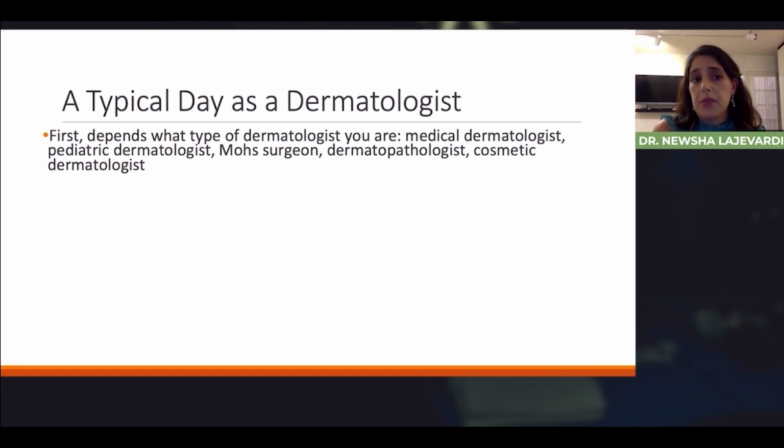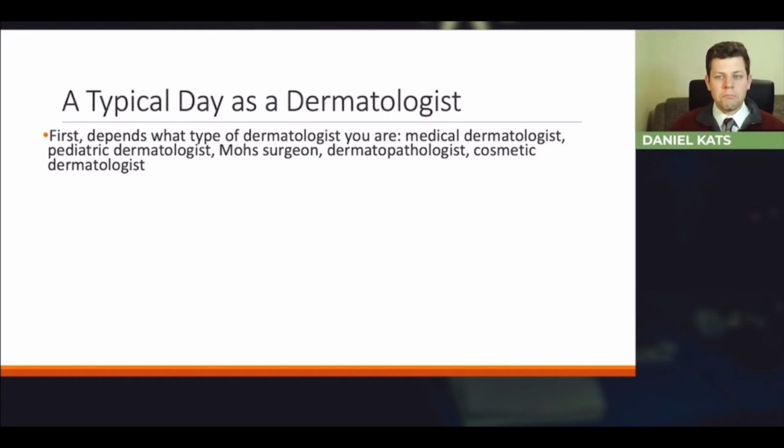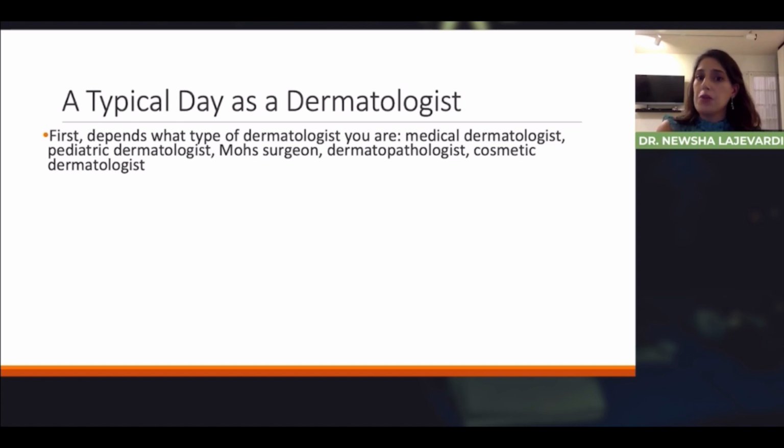Then there are specific pediatric dermatologists who will only see pediatric patients or children. We have Mohs surgeons, and Mohs is a type of skin cancer surgery. It's Mohs micrographic surgery. Basically, a Mohs surgeon is someone who is trained in treating skin cancers. This is a very special technique where the skin cancer is removed in stages, and the same surgeon is also trained in looking at the specimens under the microscope to determine whether there's any cancer cells still remaining.